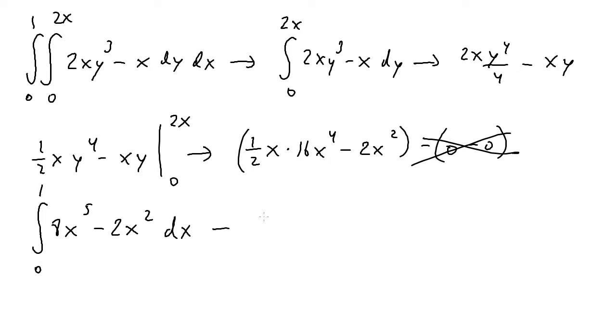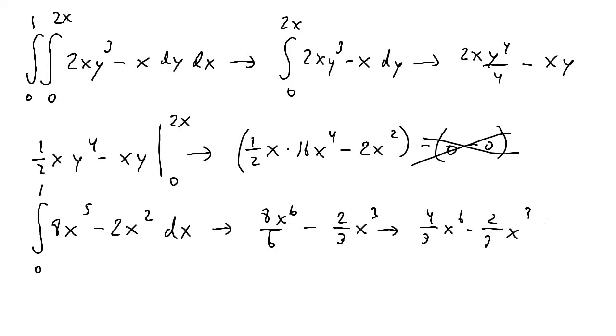Now the integral of 8x to the 5th is 8x to the 6th over 6, minus the integral of 2x squared is 2/3 x cubed. I'll go ahead and simplify 8 over 6 to 4 over 3. So 4 over 3 x to the 6th minus 2 over 3 x cubed. Let's go ahead and evaluate from the x bounds of 0 to 1.